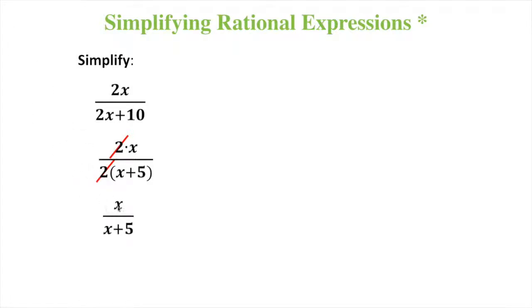Now, it feels like we should be able to cross these x's off, but unfortunately we can't because this right here is addition. It's not multiplication. So it would change its value.